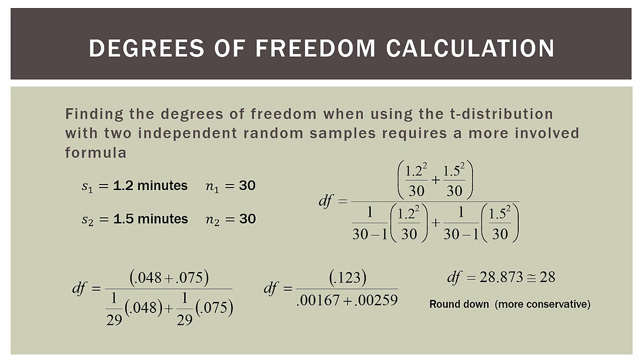28.873. Now when we do this type of test and we get a decimal as far as our degrees of freedom, we always round down. A lower degrees of freedom will create a more conservative interval in our t-distribution. So just remember, always round down.